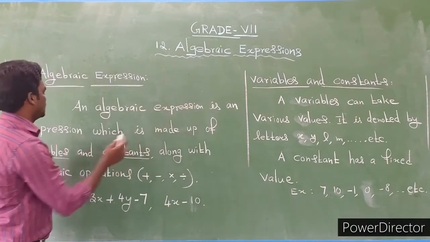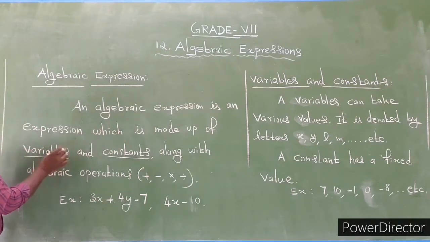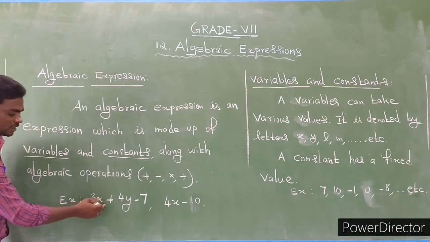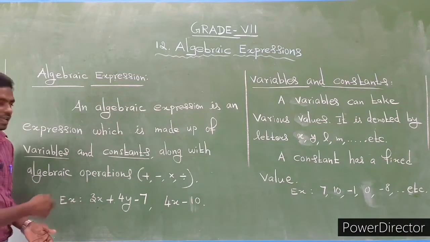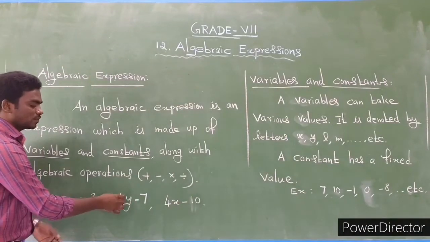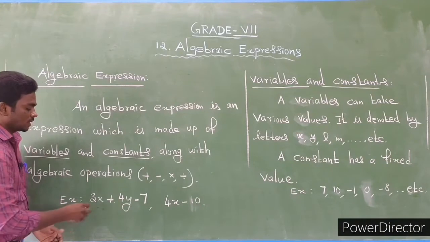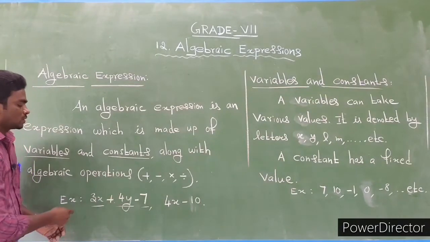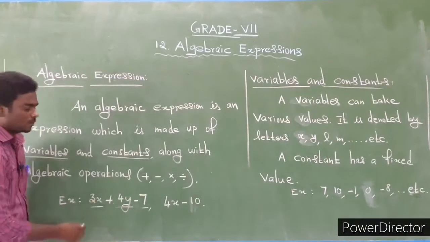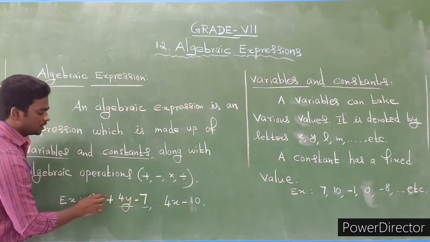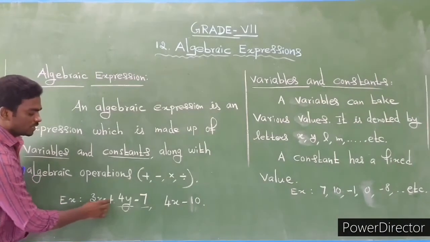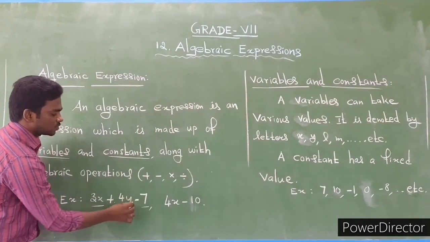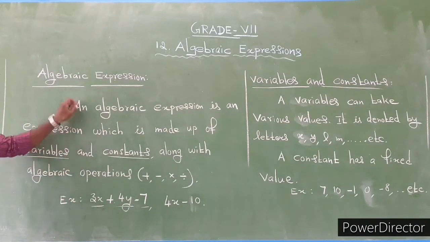Now, what is an algebraic expression? An algebraic expression is an expression which is made up of variables and constants. Here 3 is a constant and x is a variable. 3x is a combination of variable and constant. Again 4y is a combination of the variable y and constant 4. Here 3x is one term, 4y is another term, and 7 is the third term. The terms are joined together with the operations plus and minus. The terms 3x and 4y are joined with plus, and 7 is joined with minus.